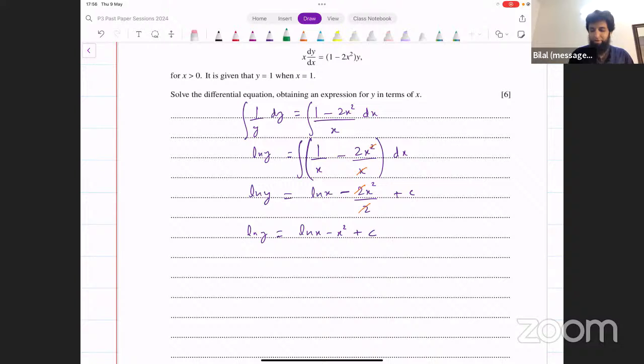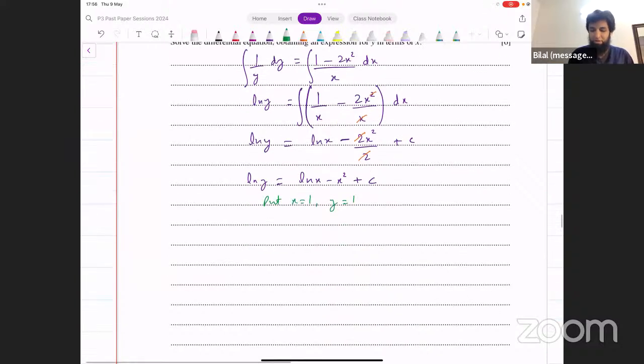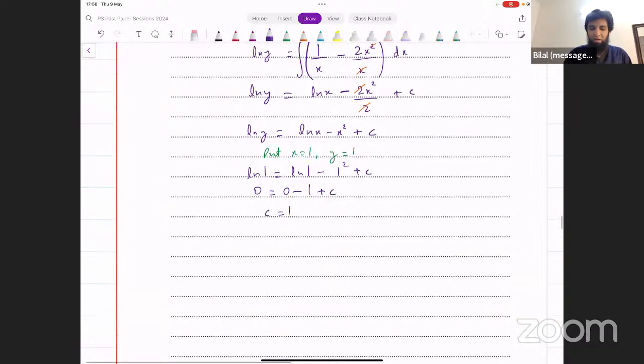Now put those values of x and y. x equals 1, y equals 1. What does that give us? That gives us ln 1 equals ln 1 minus 1 squared plus c. 0 equals 0 minus 1 plus c. The value of c turns out to be 1. And this equation, therefore, is ln y equals ln of x minus x squared plus 1.